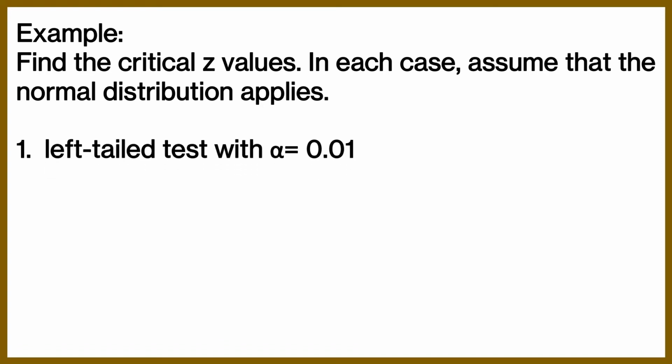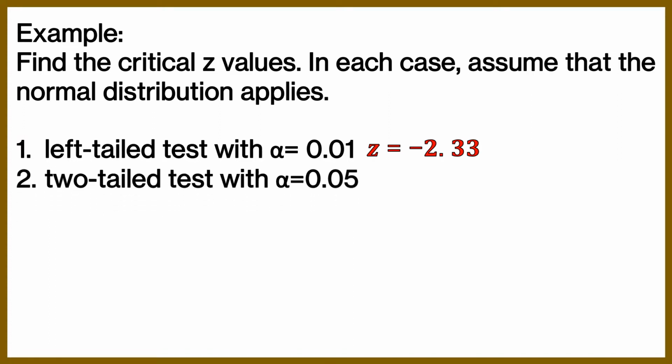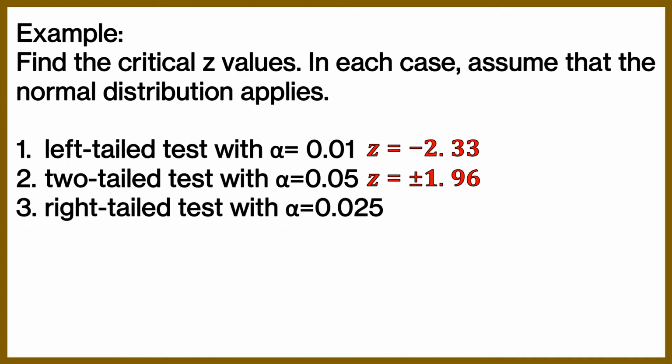So the left tail test with a level of significance 0.01: the critical value of the left tail test is negative 2.33. Okay. The two-tailed test with a level of significance 0.05: ang gagamitin natin is the positive or negative 1.96. Then, the right-tailed test with a level of significance 0.025 is positive 1.96. Okay, so yun yung nakita natin sa table kanina na nasa previous slides natin.